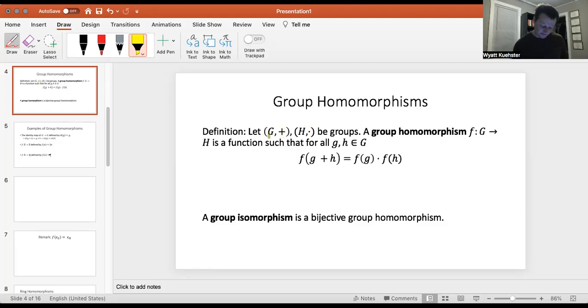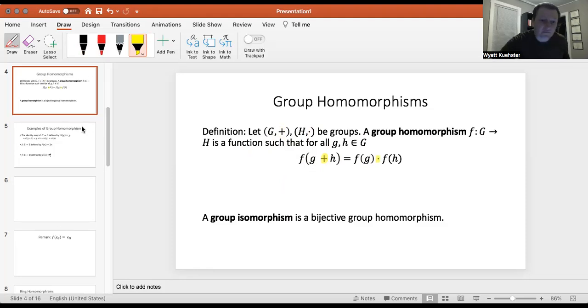A group homomorphism f from G to H is a function from G to H as sets, such that f of g plus h equals f of g dot f of h. So this is the operation in G, this plus, and it gets transferred to the operation dot in H by the map f. So f is operation preserving. It preserves the group structure. Then it's a group homomorphism. And if it happens to be bijective, then we say it's a group isomorphism.